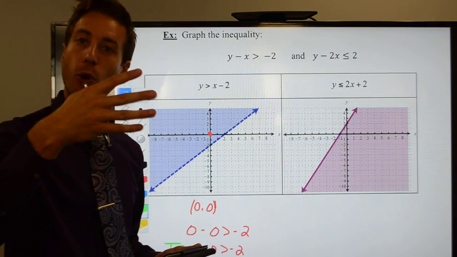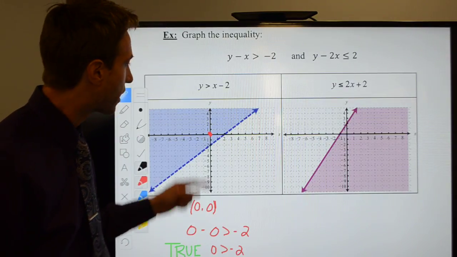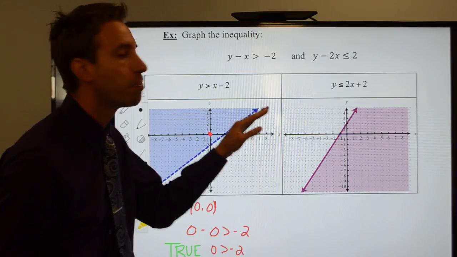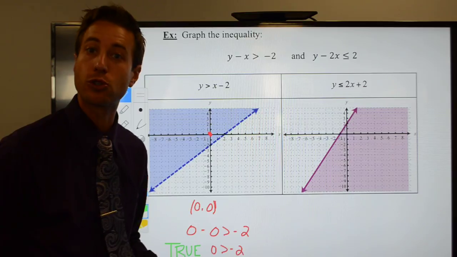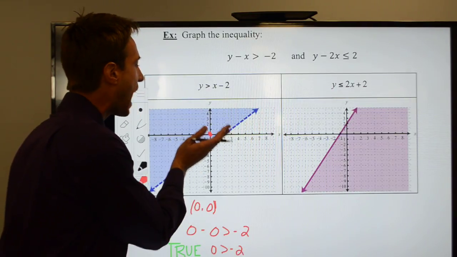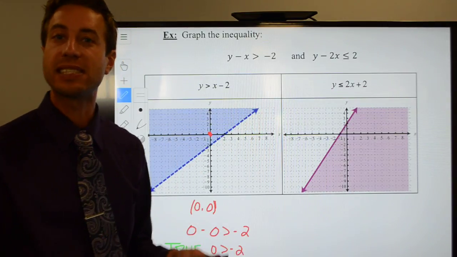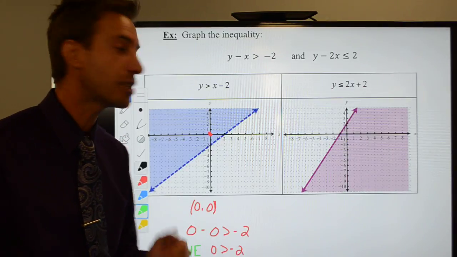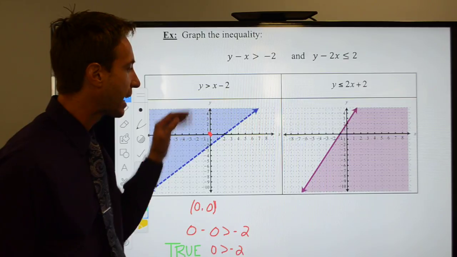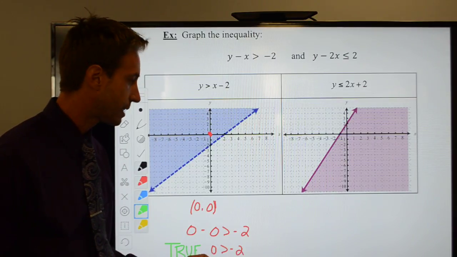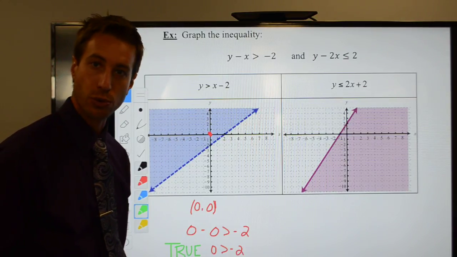Now, what step 4 tells you to do, right? Because my test point is above the line I have graphed, and my test point gives me a true statement, I will shade everybody on the test point side. Because it's true, all the points above the line are going to be true, and that's why I have shaded above the line. My test point gave me a true statement.